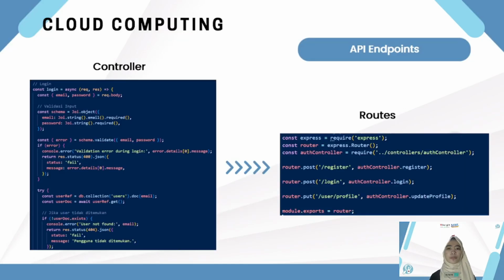Next, the process of building the backend for authentication and integration of model machine learning using Google Cloud Platform. This includes API development, deployment, and system performance monitoring. API development. We develop the API using Node.js and Express.js. Controller handle authentication logic, input validation, and database operation. Routes define endpoint for registration, login, and update profile into controller function.